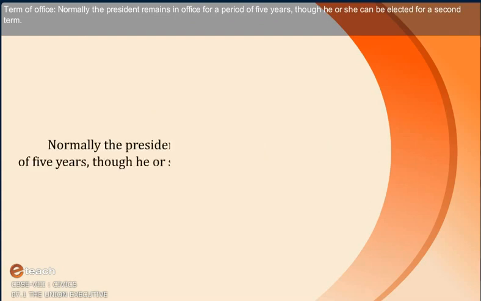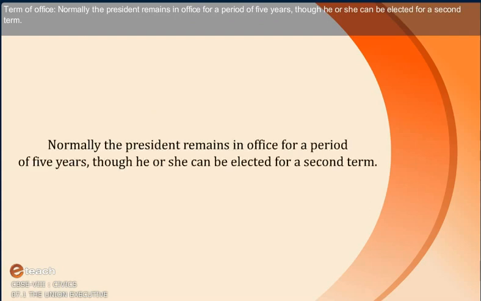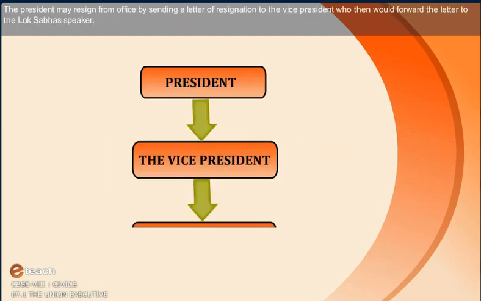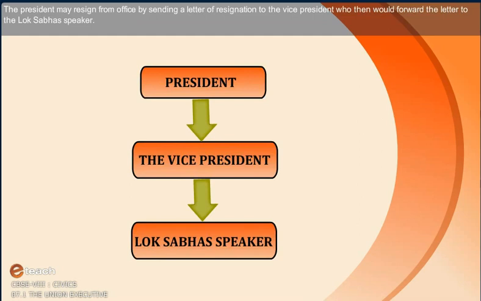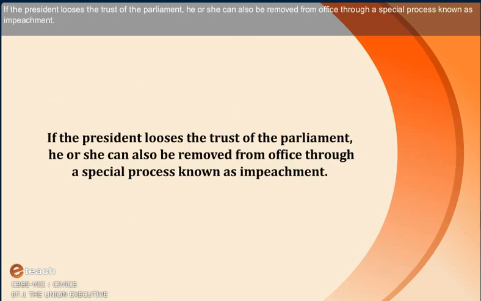Term of office. Normally, the President remains in office for a period of 5 years, though he or she can be elected for a second term. The President may resign from office by sending a letter of resignation to the Vice President, who then would forward the letter to the Lok Sabha Speaker. If the President loses the trust of the Parliament, he or she can also be removed from office through a special process known as impeachment.